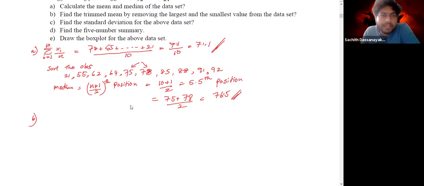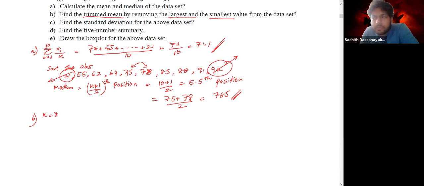Clear? Find the trimmed mean. Okay. Very important part, trimmed mean. In this case, they have mentioned removing the largest and smallest value from the data set. So what is the largest and smallest? This one right here is the largest one, and this one right here is the smallest one. So you have to remove that. After you remove those, your new n is equal to 8.